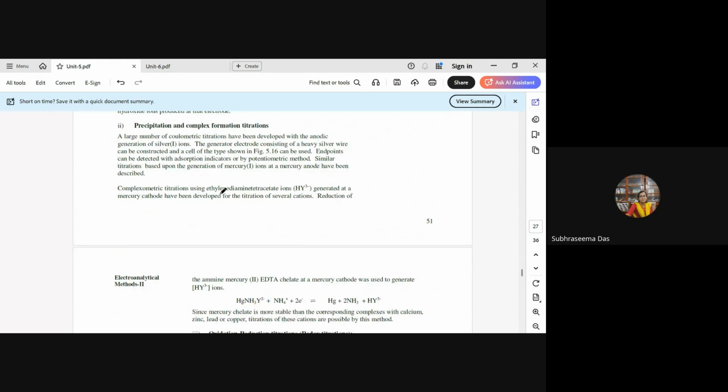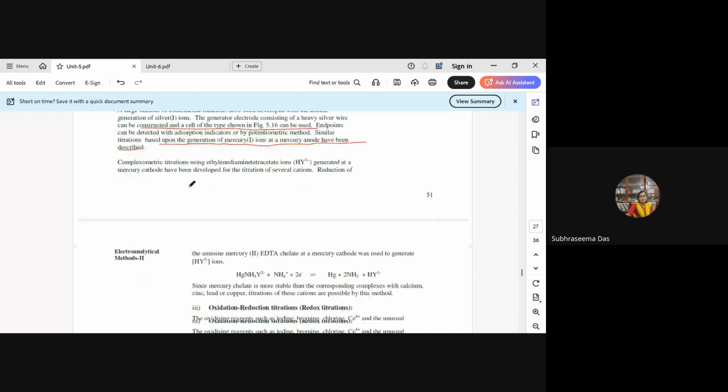Then coming to precipitation and complex forming titrations, a large number of coulometric titrations have been developed with the anodic generation of silver ions. The generator electrode, consisting of a heavy silver wire, can be constructed, and a cell of the type can be shown. Endpoints can be detected with adsorption indicators or by potentiometric methods. Similar titrations based upon the generation of mercury 1 ion at a mercury anode have been described.